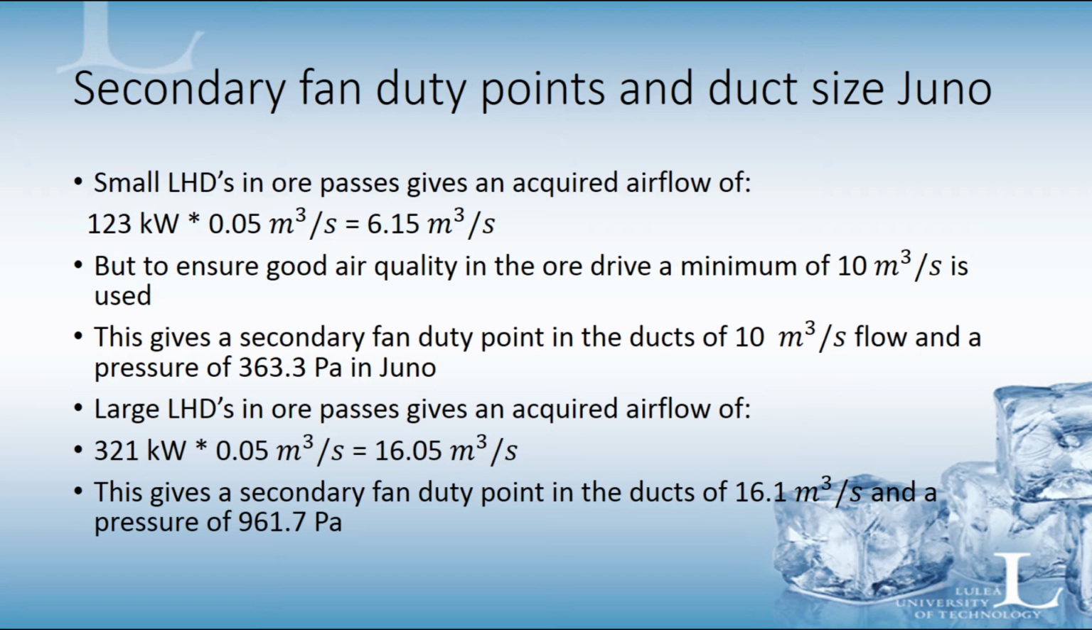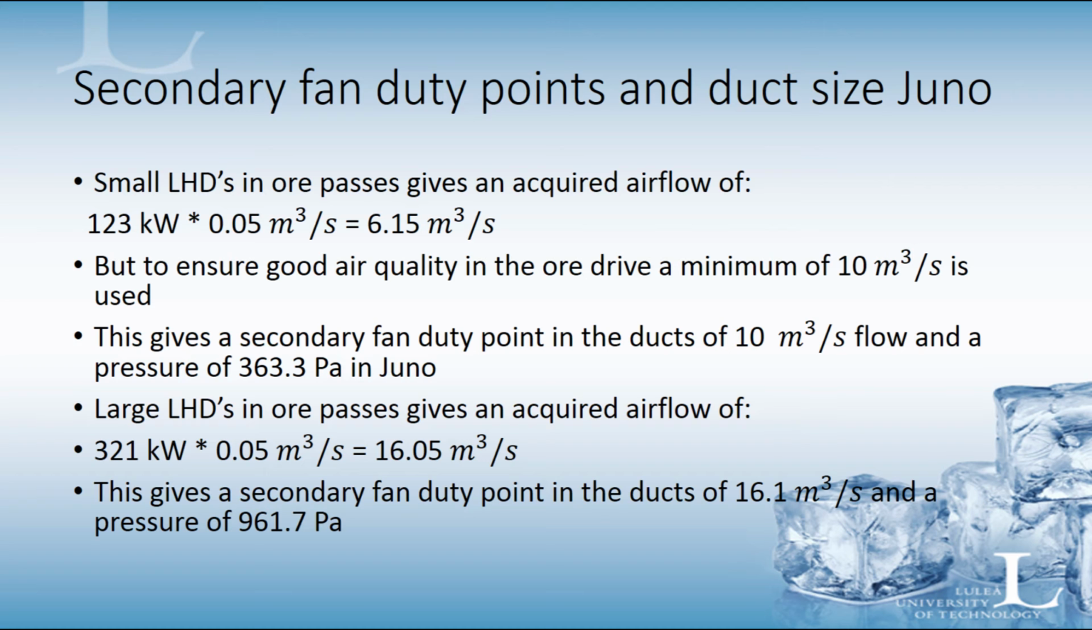In Juno, small LHDs are used in the ore passes. This gives a required airflow of 6.2 cubic meters per second. To ensure good air quality, a flow of 10 cubic meters per second is used. In Jupiter, a large LHD in the ore passes gives a required airflow of 16.1 cubic meters per second.